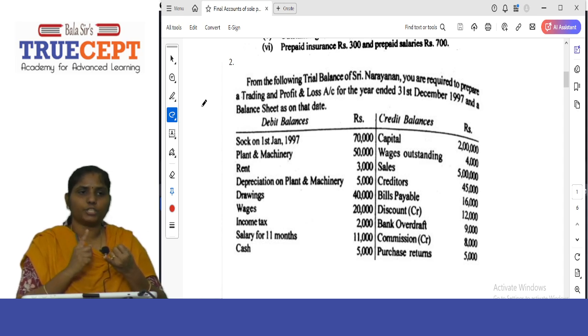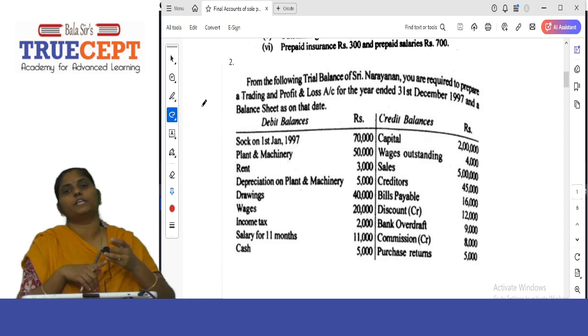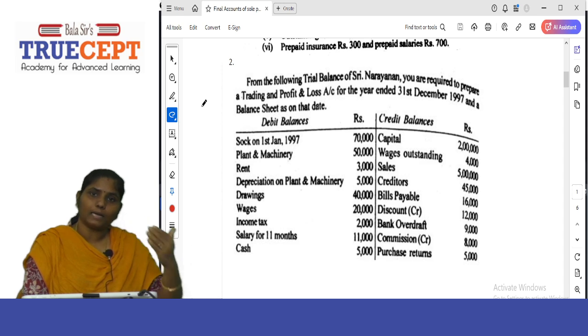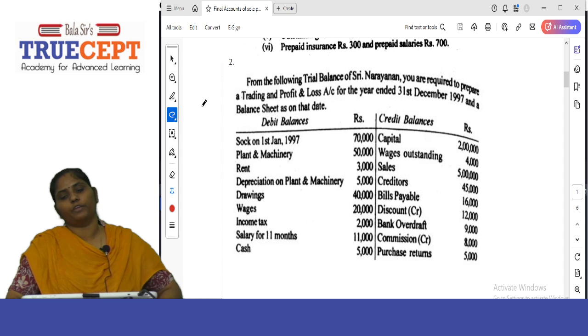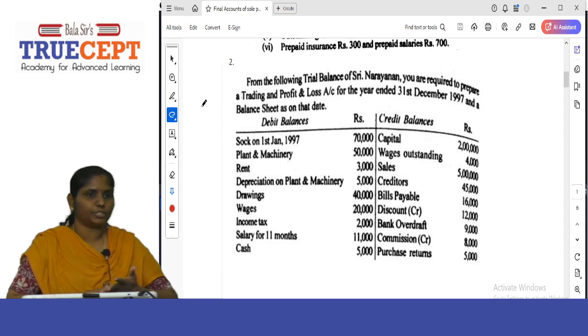So what does it mean? If depreciation is given inside the trial balance, it means it's already been adjusted. They would have passed an entry, depreciation account debit to fixed asset account. That's the entry for depreciation, right? So that entry has already been passed, which means in the value of plant and machinery, this depreciation of 5,000 is already subtracted. So the plant and machinery value given to you, 50,000 in the trial balance, is after depreciation. Therefore this 5,000 rupees depreciation we will not subtract from the balance sheet asset side.